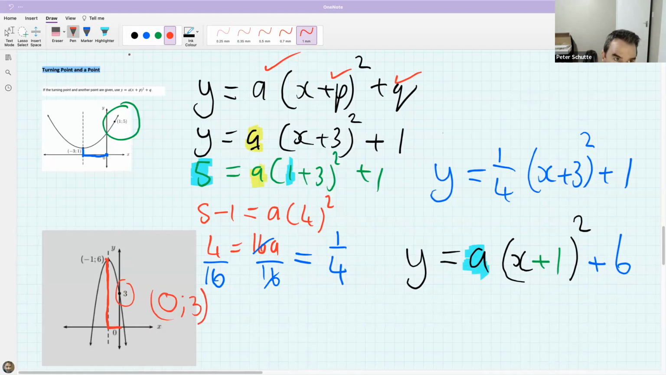So Annie, I was just thinking about that. If you look at this point, this is like a sneaky way of telling you that the coordinate (0, 3) is on the graph.